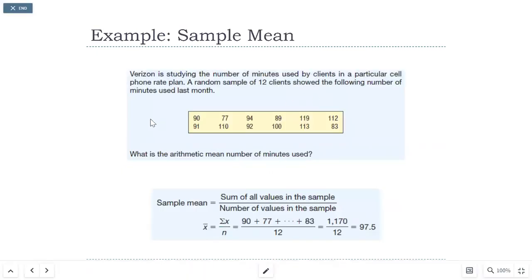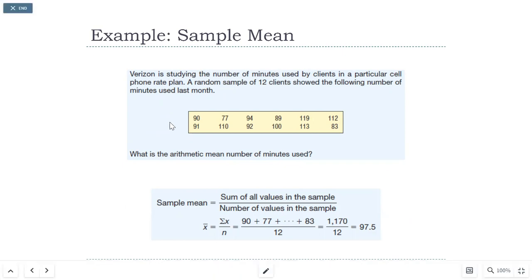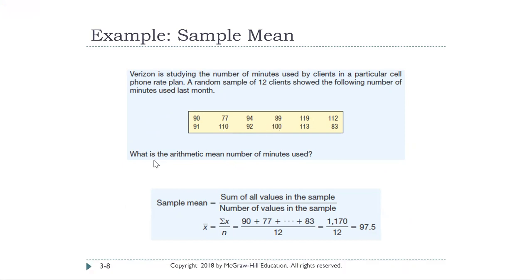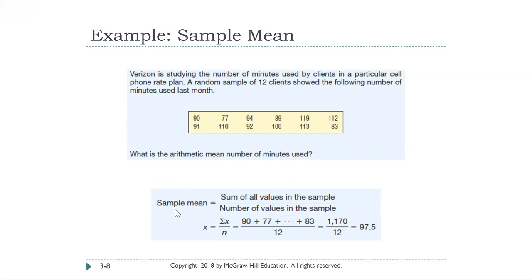Okay, so Verizon is studying the number of minutes used by clients in a particular cell phone rate plan. A random sample of 12 clients showed the following number of minutes used last month: 90, 91, 77, 110, and so on. What is the arithmetic mean number of minutes used? If you see arithmetic, it just means the regular average. It's a fancy word to distinguish it from other types of averages, like the geometric and the harmonic. But the sample mean is calculated the exact same way. There is no difference. You just add up all the numbers you have and divide by however many you have. This is not the case for variance, which we'll talk about in the next video.